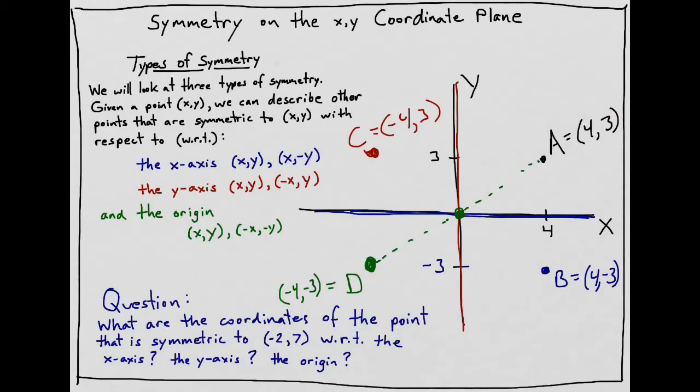With what you've seen in the video so far, I encourage you to pause and think about the following question. What are the coordinates of the point that is symmetric to -2, 7 with respect to the x-axis, the y-axis, and the origin? After thinking about that question for a little bit, try to come up with an answer and then restart the video, and we'll take a look at what it means for a graph to be symmetric.